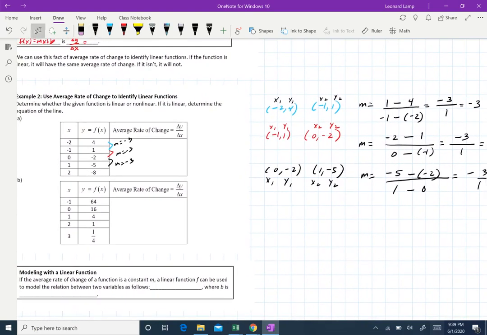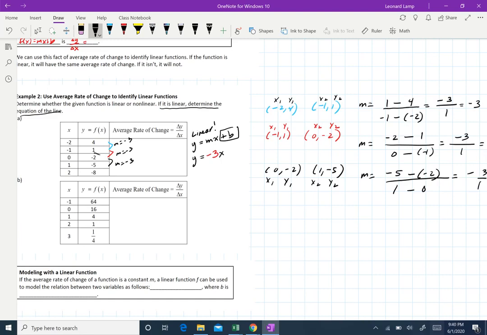Now, we say, since the slope is coming out to be -3 every single time, this guy is linear for sure. The next part of the question says, if it's linear, determine the equation of the line. Well, if it's linear, it should fit the model y equals mx plus b. The good thing is, we found the slope. Our slope is -3.